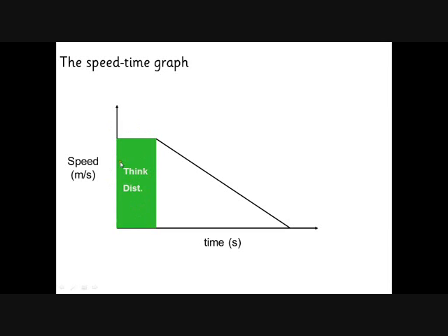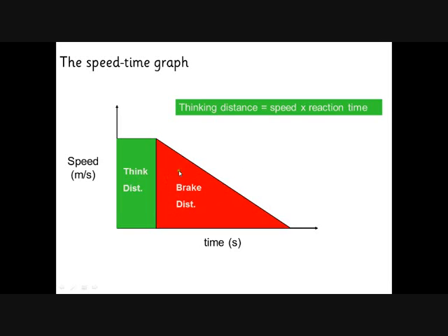So this part here, the green part, is the thinking distance. This is how far you go before you get your foot on the brake. Then you get your foot on the brake. That's the braking distance. Thinking about the equations for these areas, the thinking distance is just the speed times the time. This is a rectangle, so we just need to know how fast we're going, how long we're going at that speed for before we get our foot on the brake.